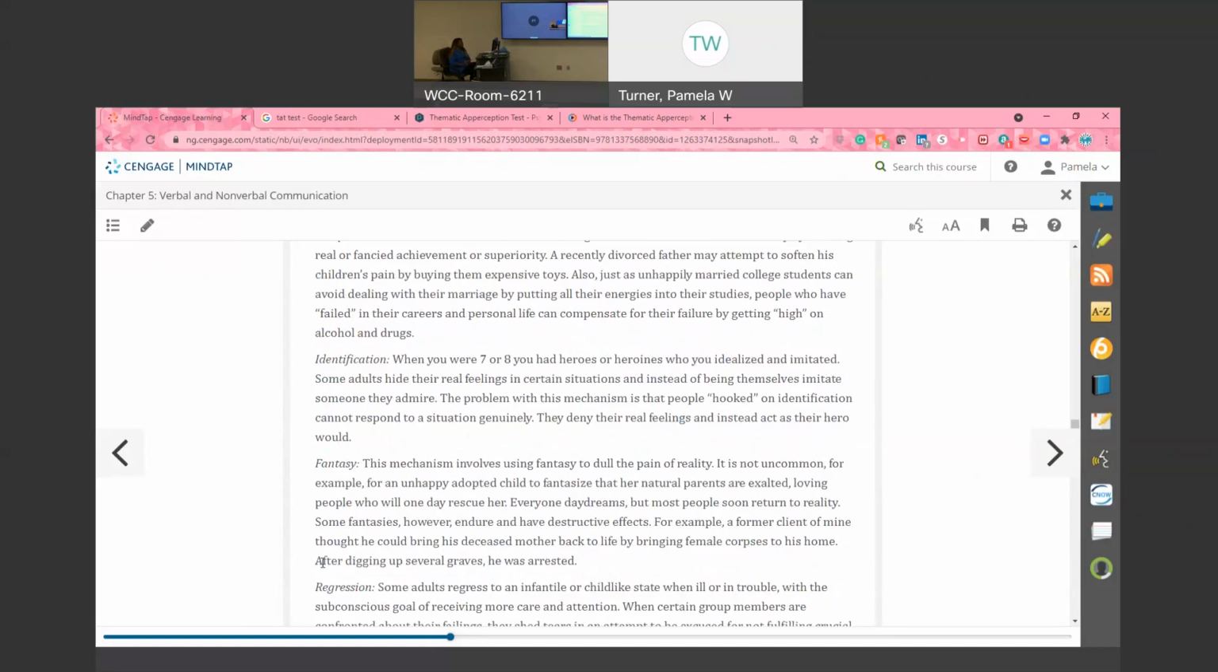Identification in adulthood is, I identify sometimes as my job, sometimes as somebody else. That way I can say that if I identify with Beyonce, I never had any problems, right? When you were 7 or 8, you had heroes or heroines who you realized and imitated. Some adults hide their feelings in certain situations instead of being themselves. They imitate someone they admire. Okay?